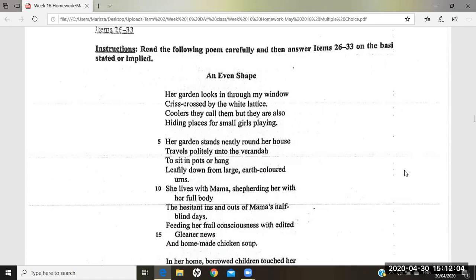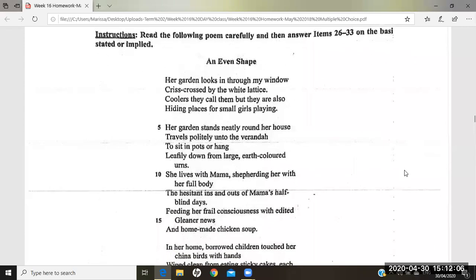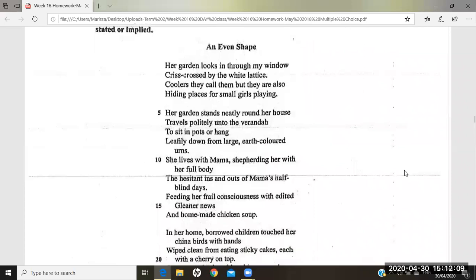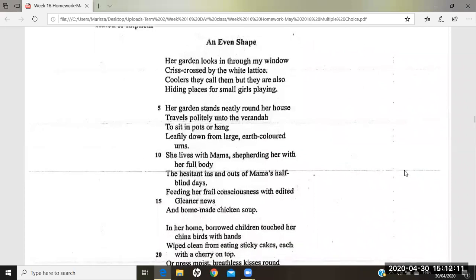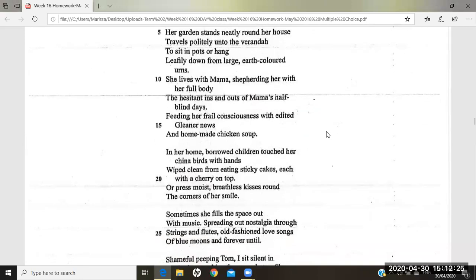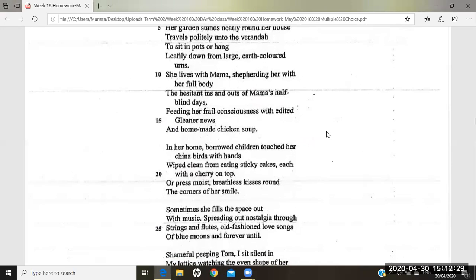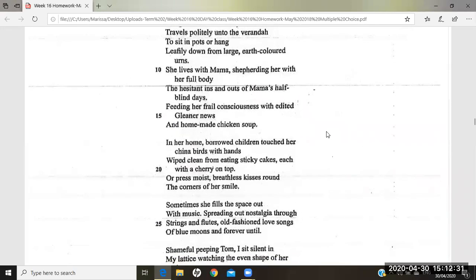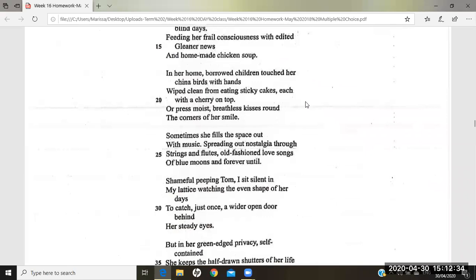So the poem is An Even Shape, and we established that it's about an old lady whose neighbor is looking into her yard and describing what the neighbor is seeing. The neighbor is saying that the garden is a hiding place for small girls, describing how it is neat around the house, and then giving us an idea of the old lady's condition, about her frail consciousness. And she has someone there with her taking care of her. She has children who come to visit regularly, and she makes treats for them.